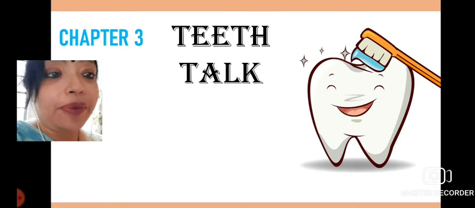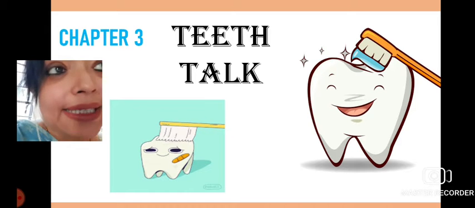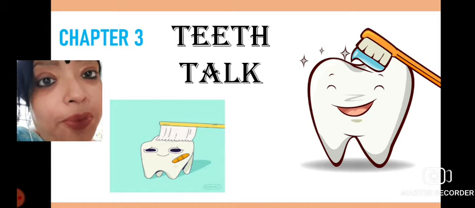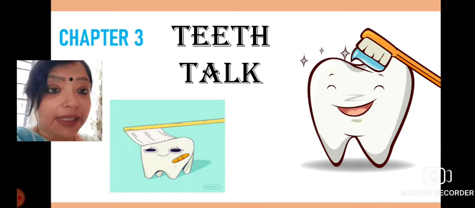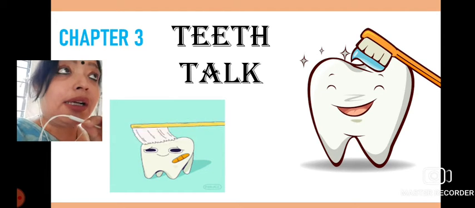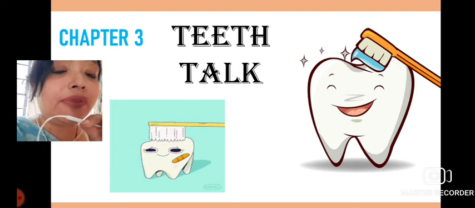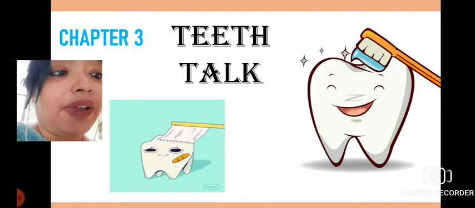This is also very important because you take the brush, you take the paste, and even then you start brushing the teeth. But if it is being done in a faulty manner, obviously it will not be sufficient for fulfilling the purpose. So we have to know this method very well.